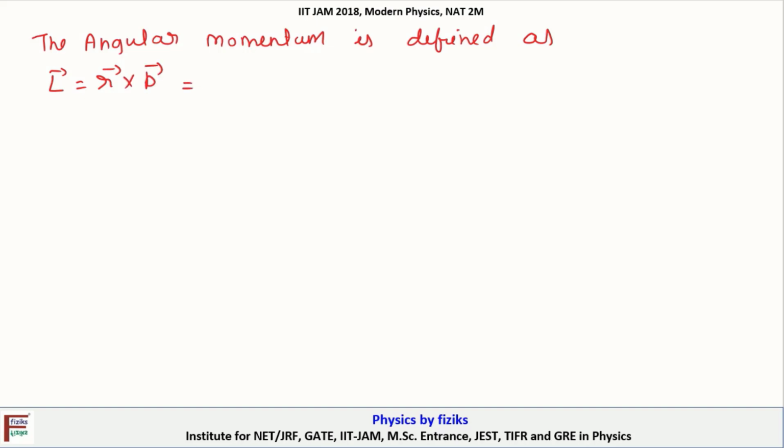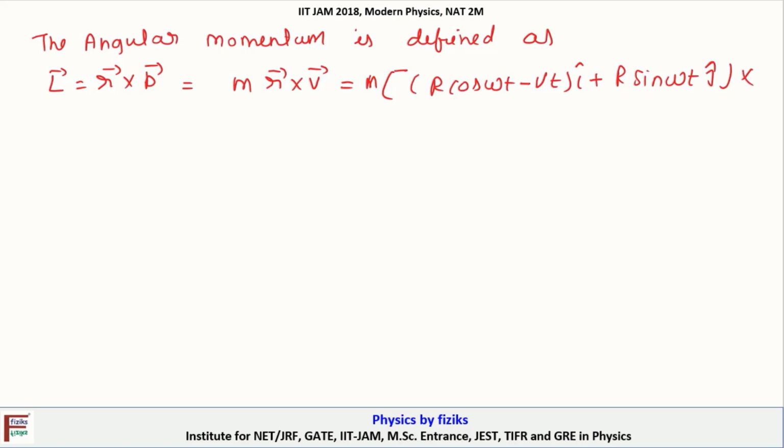Thus angular momentum is defined as L equals r cross p, that is m into r cross v, that is m times (r cos ωt minus vt) i plus r sin ωt j cap, cross (minus rω sin ωt minus v) i cap plus rω cos ωt j cap.